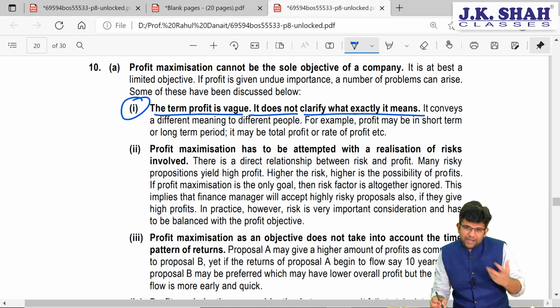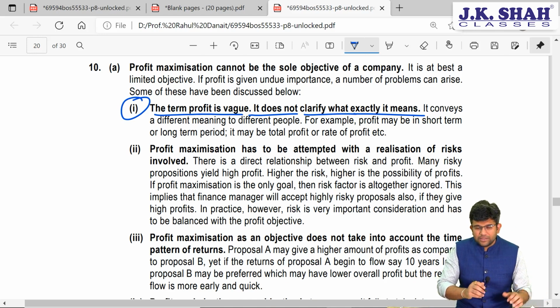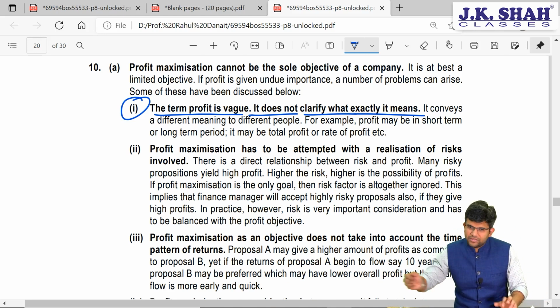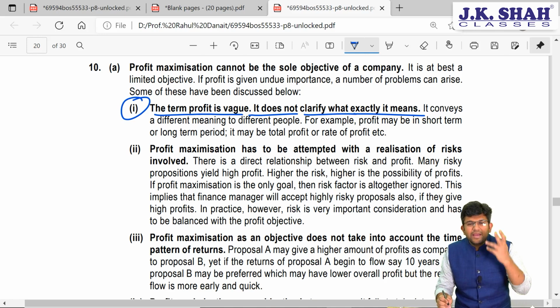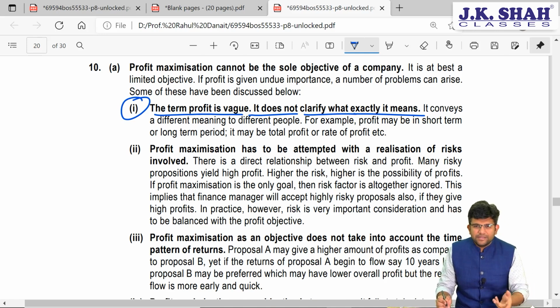Even time periods are different. Some might be taking short-term profit into consideration, some might take long-term profit into consideration. So profit term is vague. That is one problem, children. Clarity is one of the biggest needs of any vision of any company. If the vision itself is vague, then that itself is a problem.